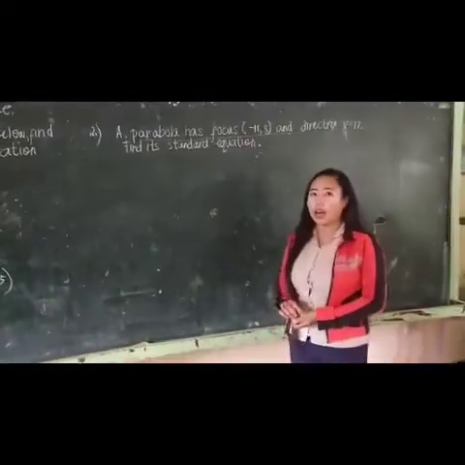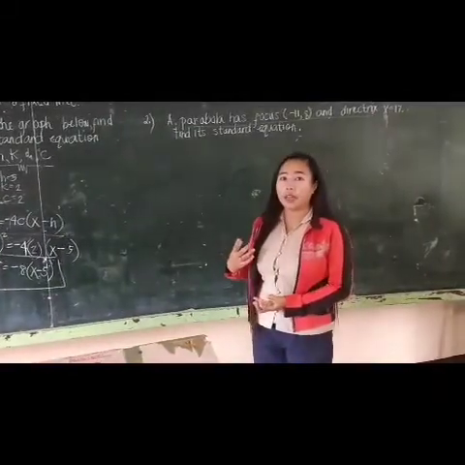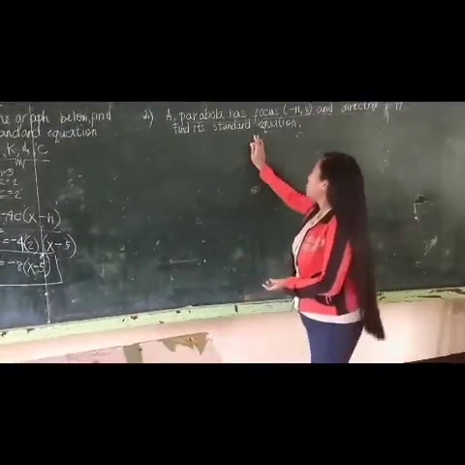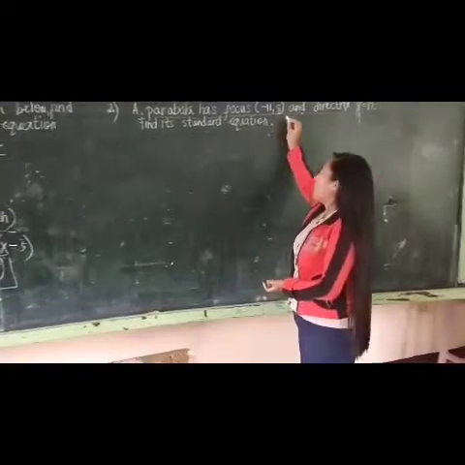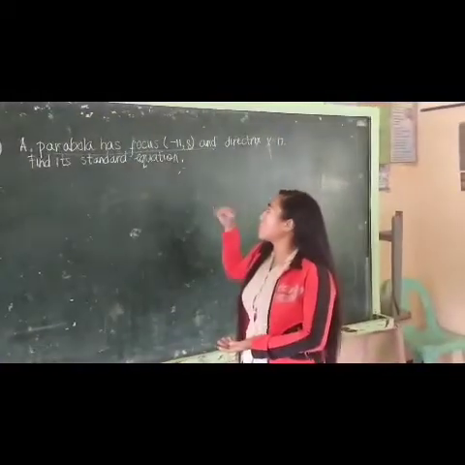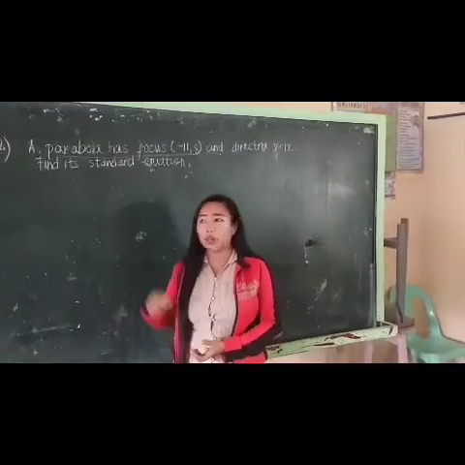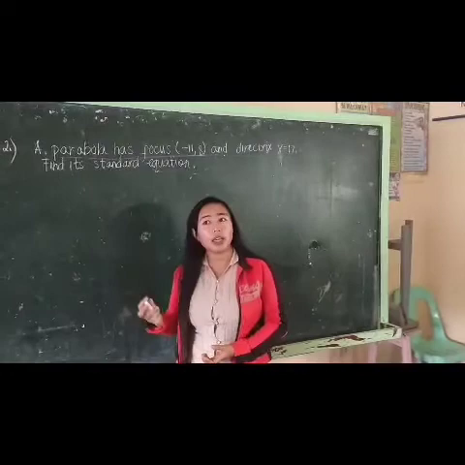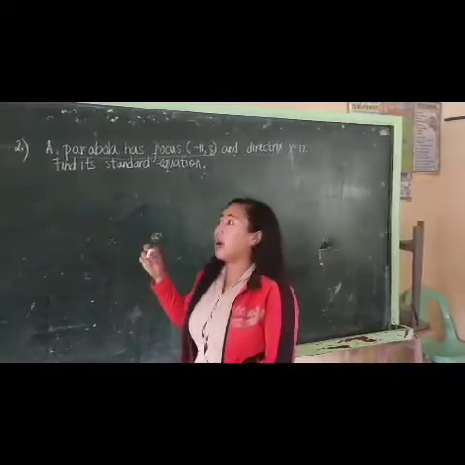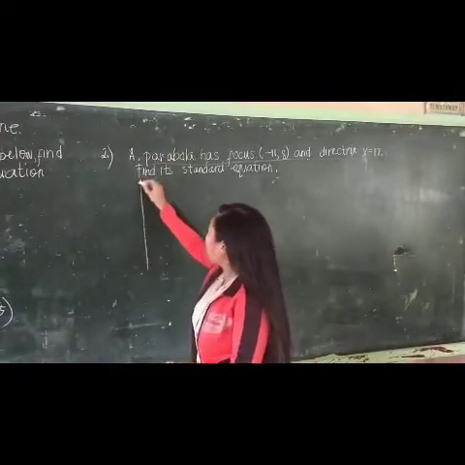Unlike example number 1, where the given is a graph, in example number 2 the given is a word problem. So, the first thing to do is to graph the parabola, to visualize the opening and the position of the parabola. Okay, so we will graph the parabola.